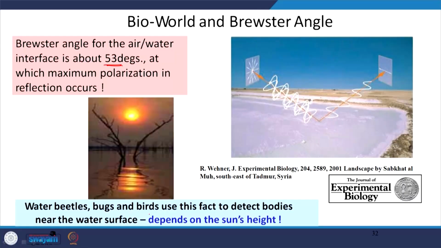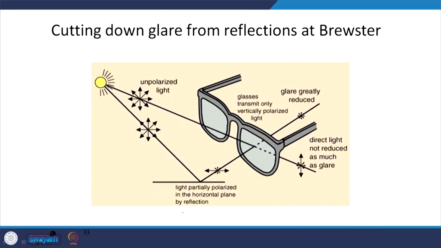Water beetles, bugs and birds use this fact to detect bodies near the water surface, and you can cut down the glare from reflections at Brewster angle. So, we studied polarization by reflection at Brewster angle, and the potential use and limitations of Brewster angle for sensing applications were presented. Thank you.